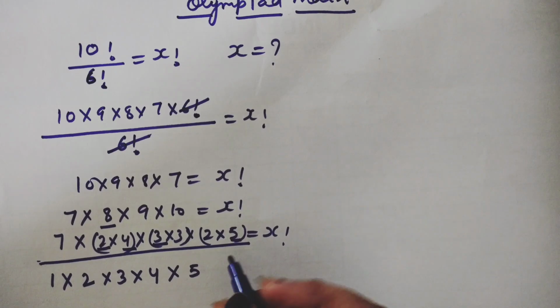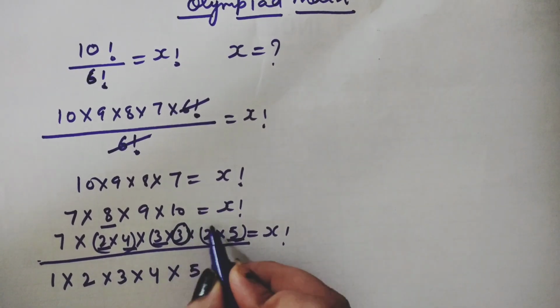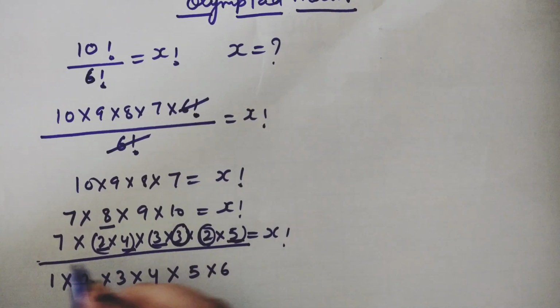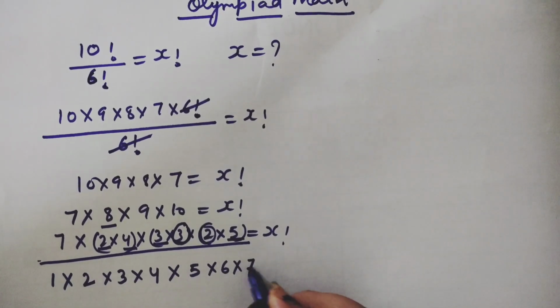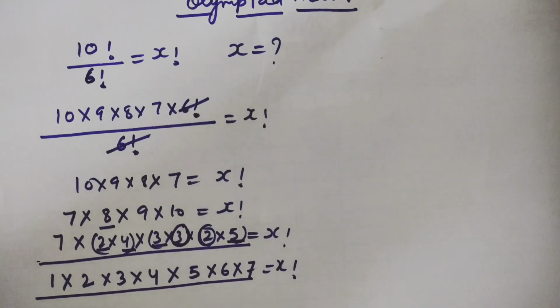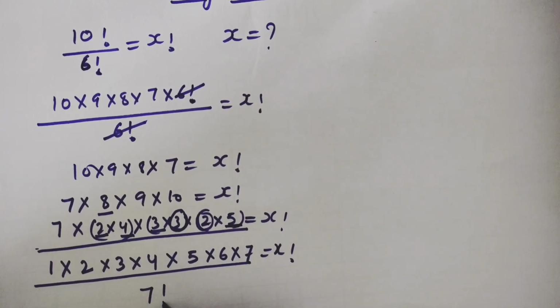So how many numbers are remaining? These two numbers, this 3 and this 2. You can see this 3 and 2 will make a 6, and 7 is already here. So we will make the order. Can we write, if the order is 1 into 2 into 3 into 4 into 5 into 6 into 7, that is 7 factorial?